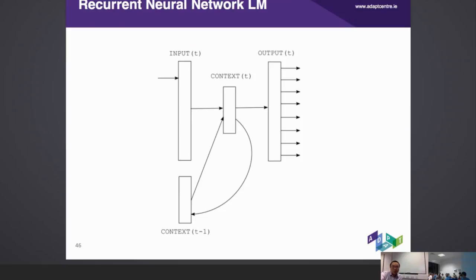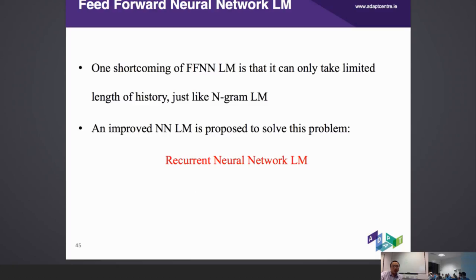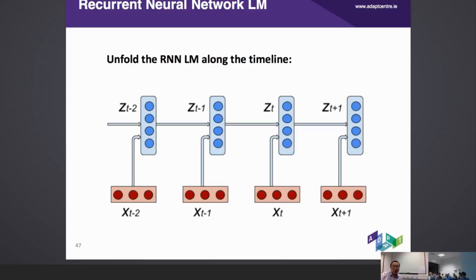Maybe you should be familiar with the recurrent neural network. This is a neuron for a recurrent neural network. The idea is we use a context vector to represent the state at each step. We use the previous context and the current word as the input to calculate the distribution of the output over the whole vocabulary. So here is the unfolded version.